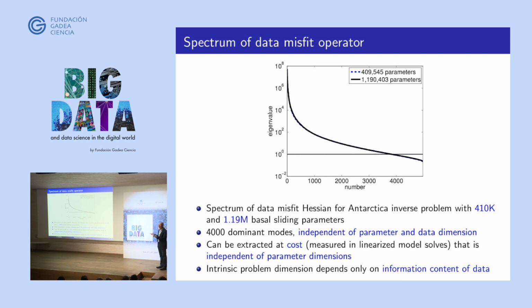So this actually seems like it's too good to be true because you're in a million dimensions, but this says you only have to touch 4,000 or 5,000 dimensions. And when I say touch, you only have to solve the forward model, actually the linearized forward model, in those 4,000 or 5,000 dimensions. And that gives you full information about the behavior of the posterior.